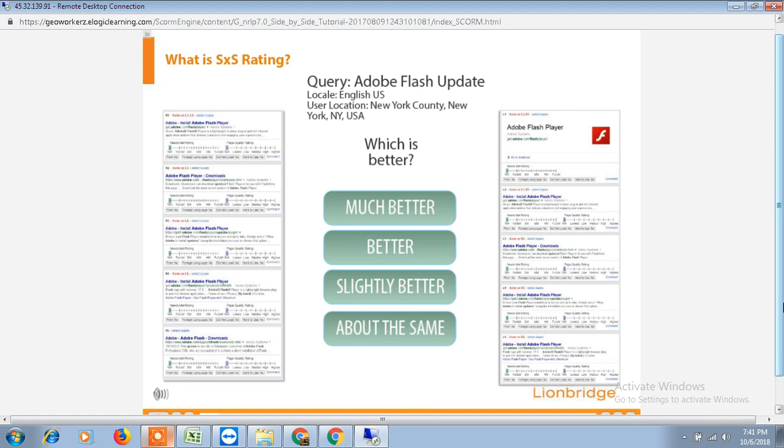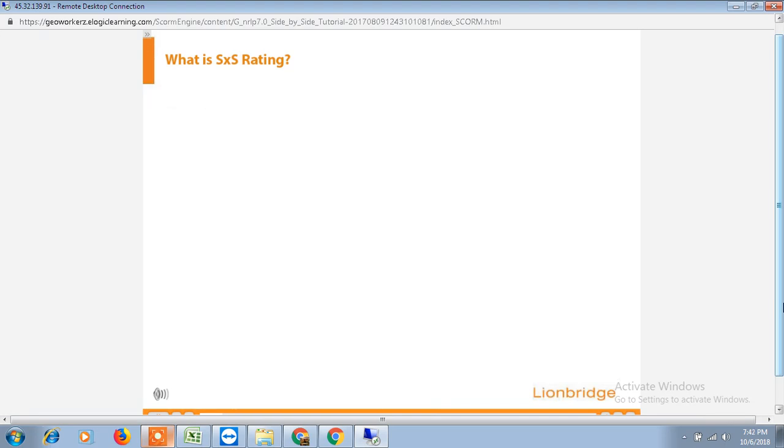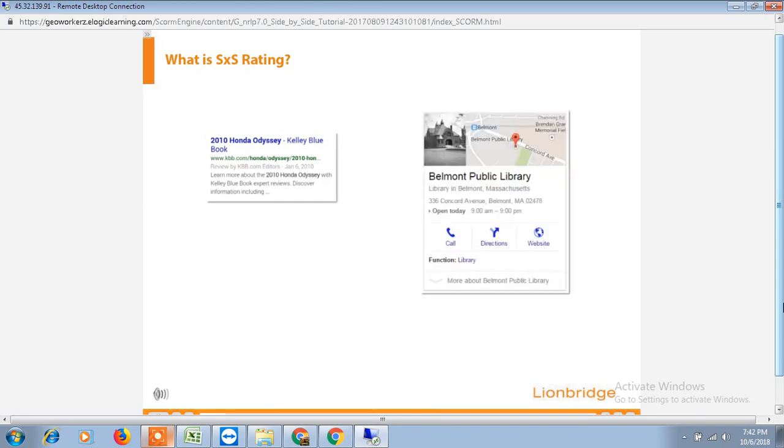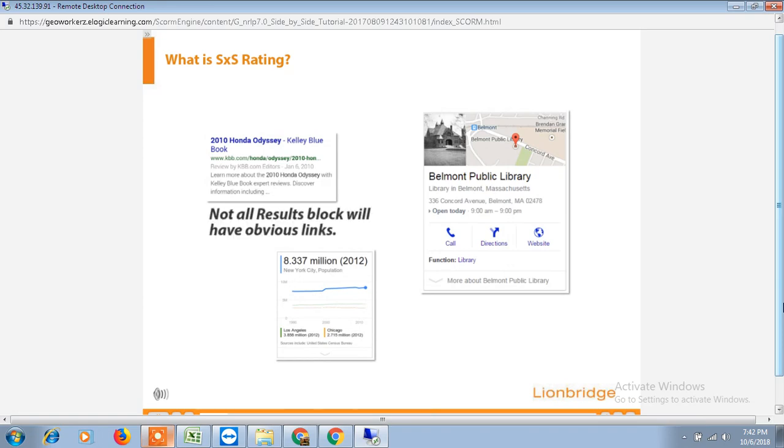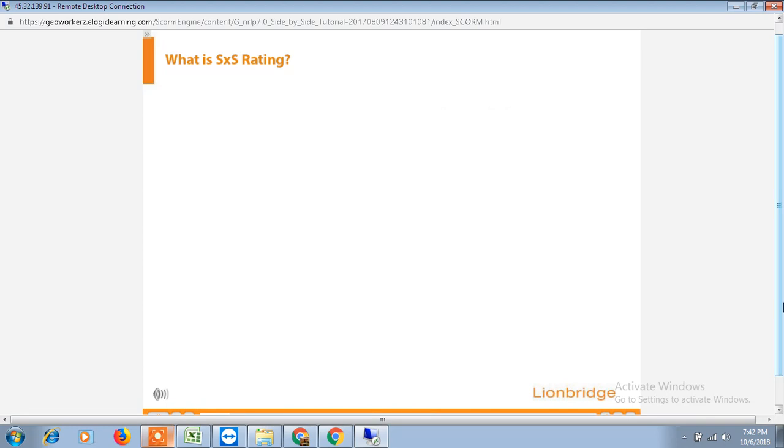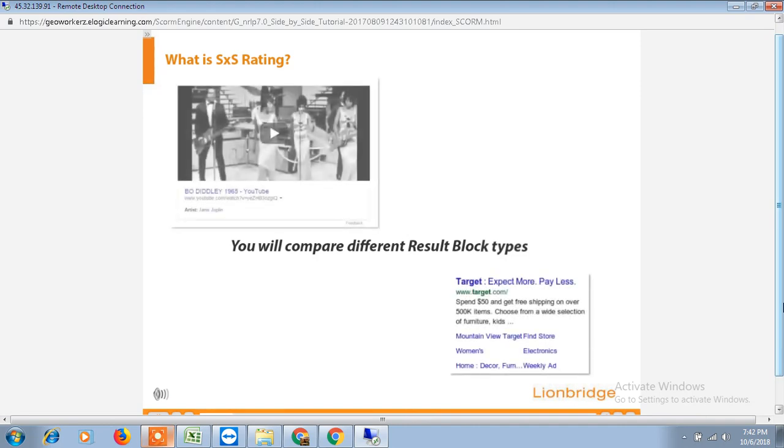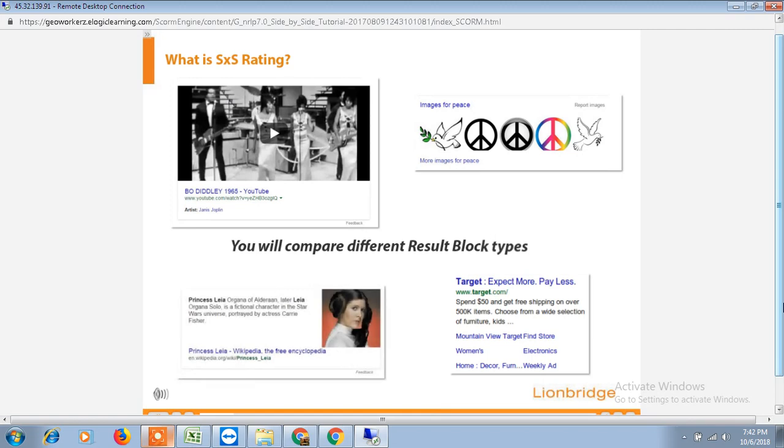Now most standard needs-met side-by-side tasks have 5 result blocks on each side, but some tasks have more and some tasks have less. Most result blocks in standard needs-met side-by-side tasks have a result block link, but some results have no obvious result block link. Many standard needs-met side-by-side tasks have different types of result blocks. For example, you may see web, video, and image result blocks in the same needs-met side-by-side task.